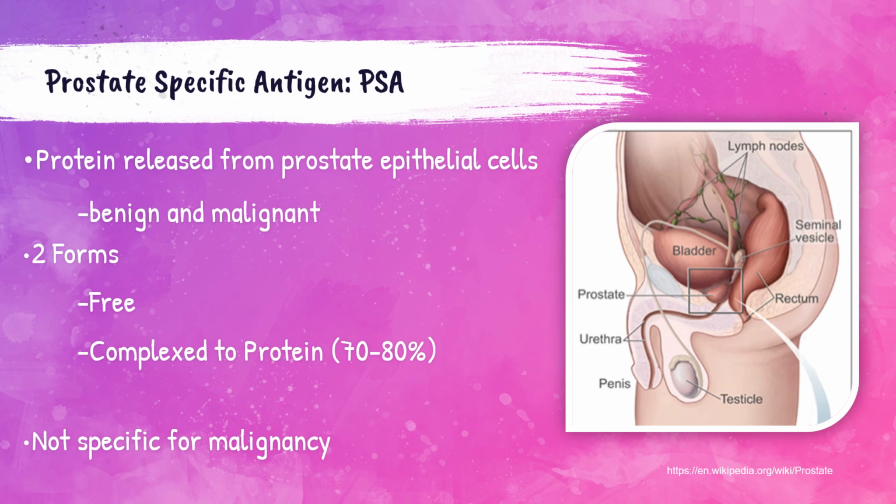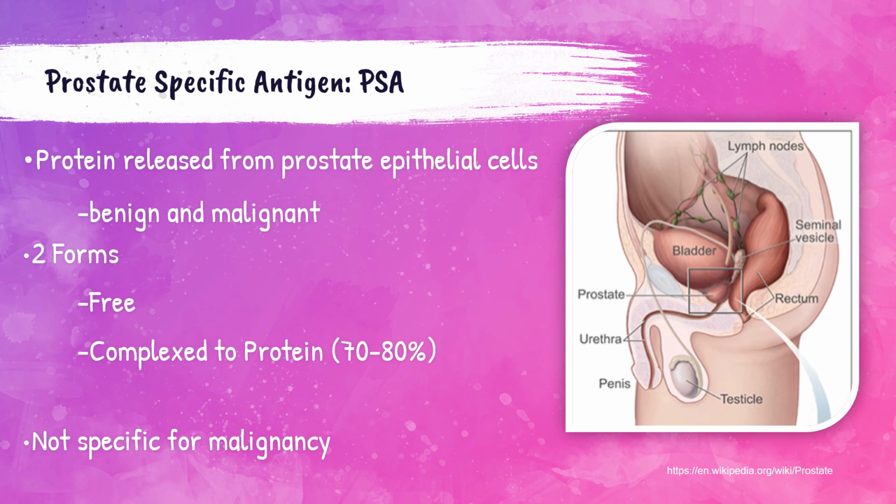Prostate-specific antigen, or PSA, is a test that is used primarily to screen for prostate cancer. PSA is a protein that is produced by both cancerous and non-cancerous tissue in the prostate gland. Because it is produced by malignant and benign prostate epithelial cells, if the PSA is elevated, it does not automatically mean that the patient has prostate cancer. It can also be a benign prostate issue.